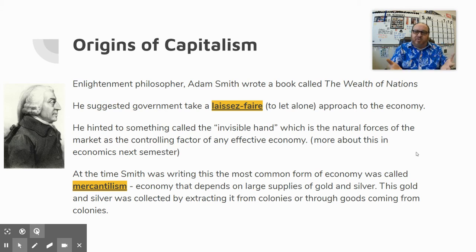Okay? It's basically what England did with the American colonies. England took the tobacco, the cotton, the indigo, the rice, the hemp from the American colonies, took it back to England, and turned it into things that they could sell all over the world and got their gold and silver that way.